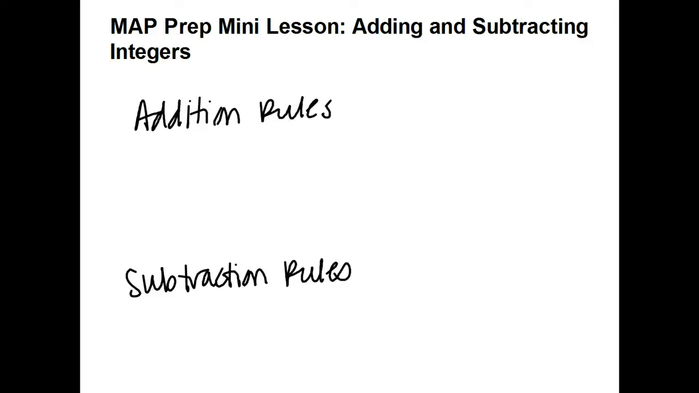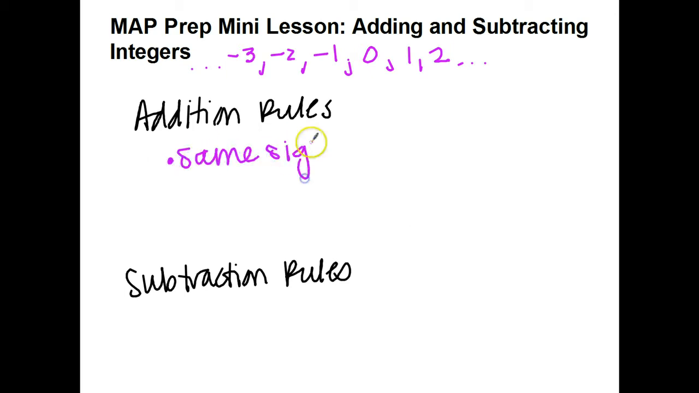All right, this is a math mini lesson on adding and subtracting integers. Remember, integers are whole numbers and their opposites. So examples would be -3, -2, -1, 0, 1, and 2, and so on in each direction. Addition rules. We can have the same signs, and we can also have different signs.